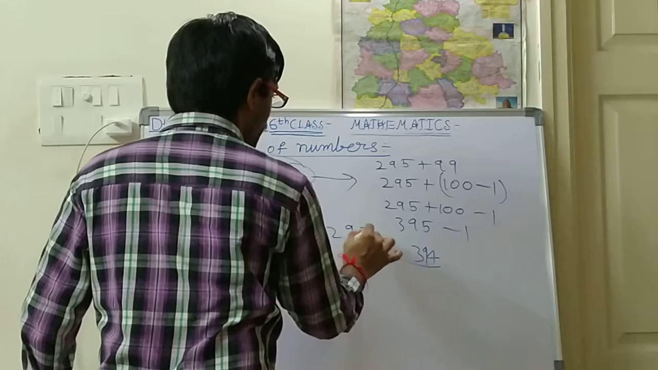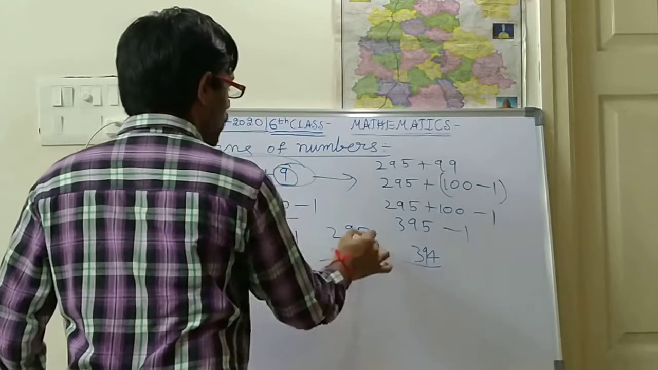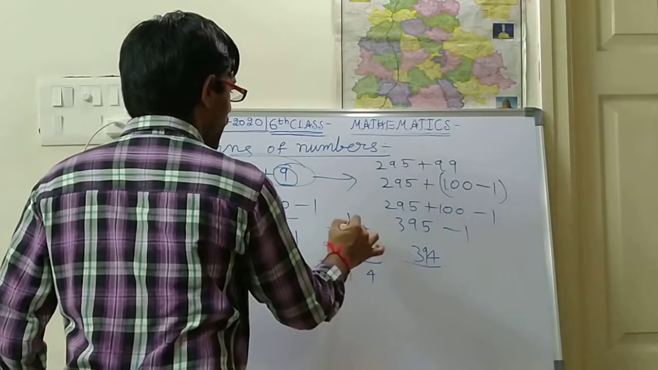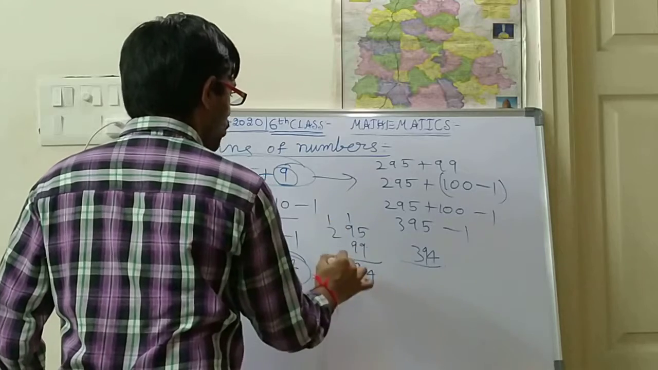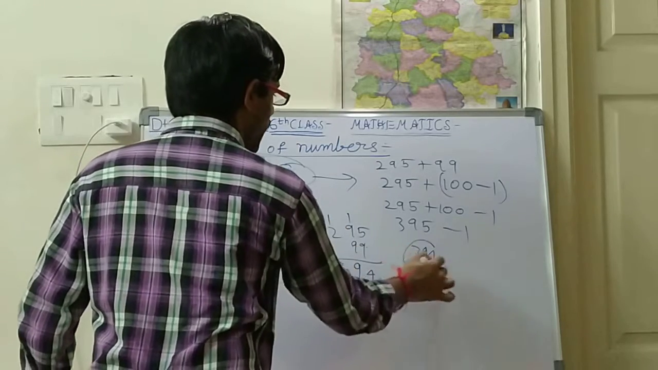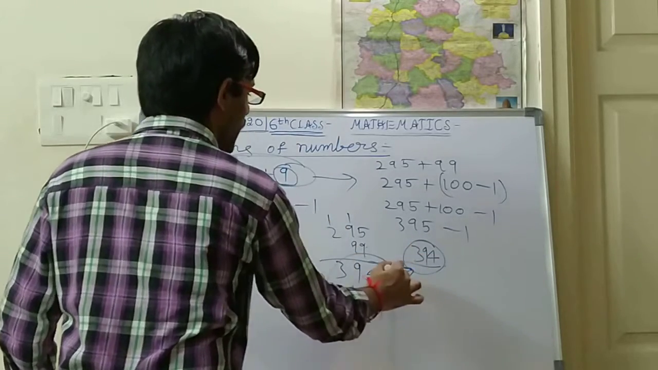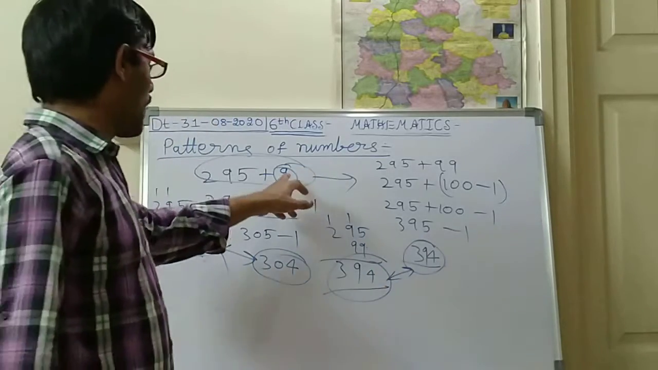So 295 plus 99. 9 plus 5 is 14. 9 plus 9 is 18, plus 1 is 19. 2 plus 1 is 3. So 394.